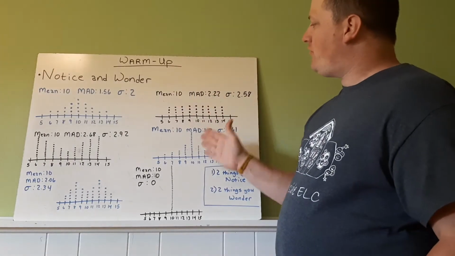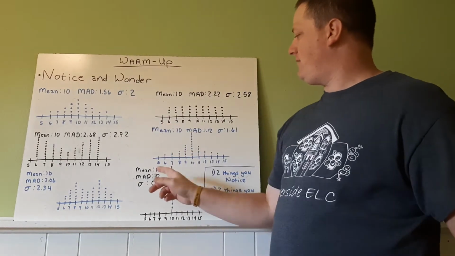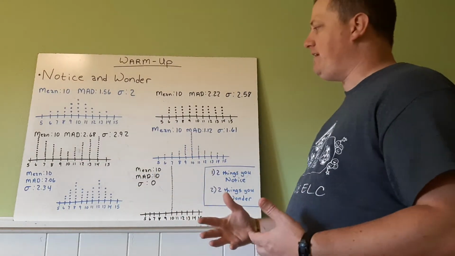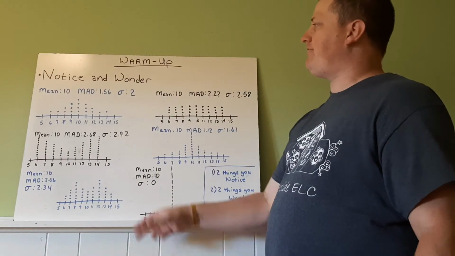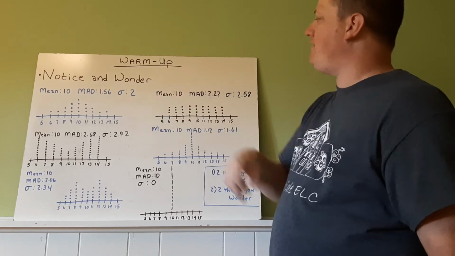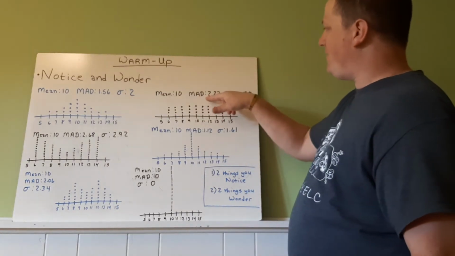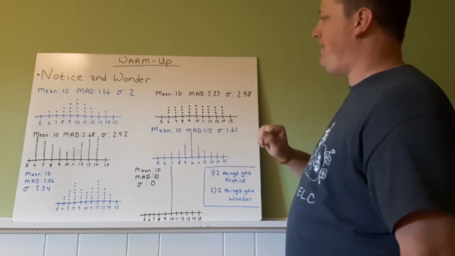So each graph, if you look, has the same mean. All of them have a mean of 10. So the average of all this data is 10. But the spreads are different. Notice in this one, the MAD is 1.56 and the standard deviation is 2. Here the MAD is 2.22 and the standard deviation is 2.58.